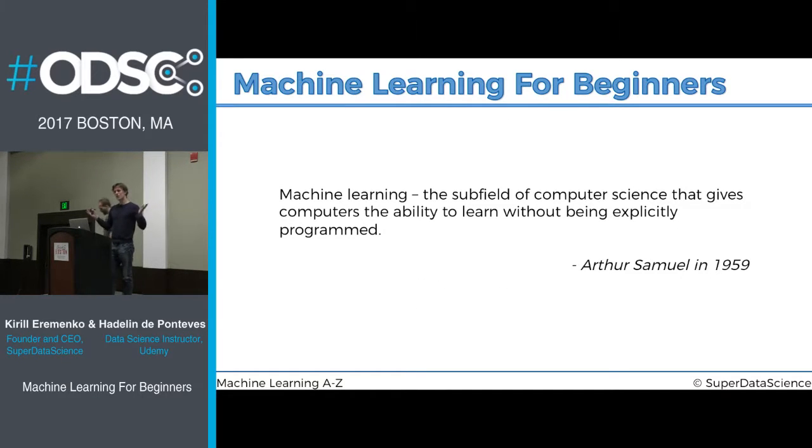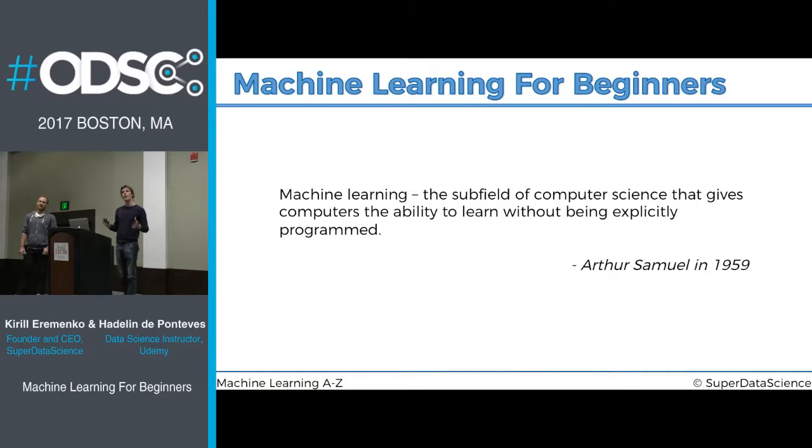So we're going to start with a simple definition, and actually it's not only simple, it's the first definition ever given about machine learning, by the person who brought up the term. It defines it as the subfield of computer science that gives computers the ability to learn without being explicitly programmed. So that's exactly what we're going to do.